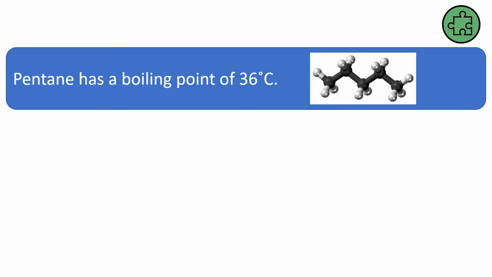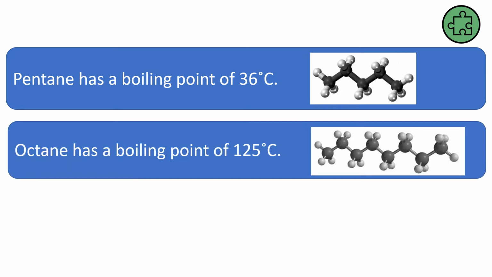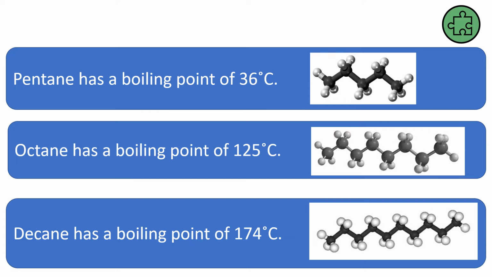So let's just look at a few examples. Here's pentane, and you might recognise, oh, pentane has got 5 carbons. That's got a boiling point of 36. Now I have made up these numbers, so don't worry, you don't need to memorise them, but it's just there to make a point. Octane, so you might think, oh, oct, so that's 8 carbons, has got a boiling point of 125. And decane, so dec meaning 10, has a boiling point of 174.